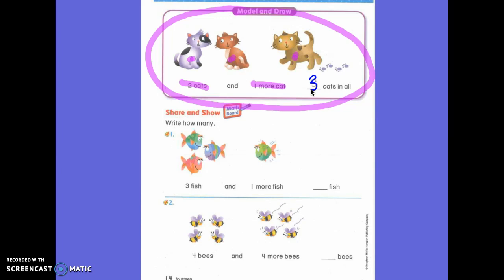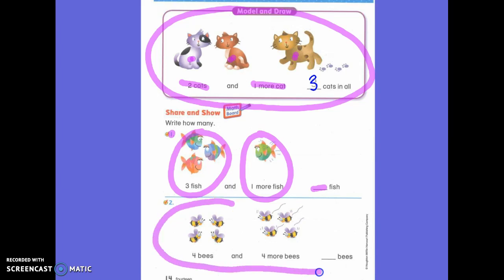Now we're going to go down and look at number 1. Here we see 3 fish and 1 more fish. I want you to write your answer of how many fish are on this page total. I want you to do the same thing with number 2. I want you to count 4 bees and 4 more bees and tell me how many bees you have all together.